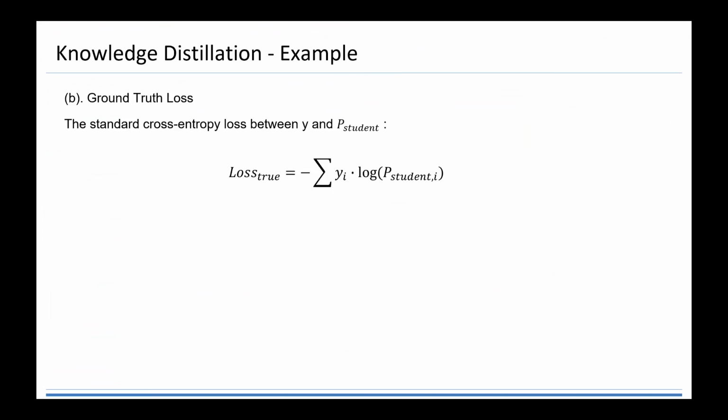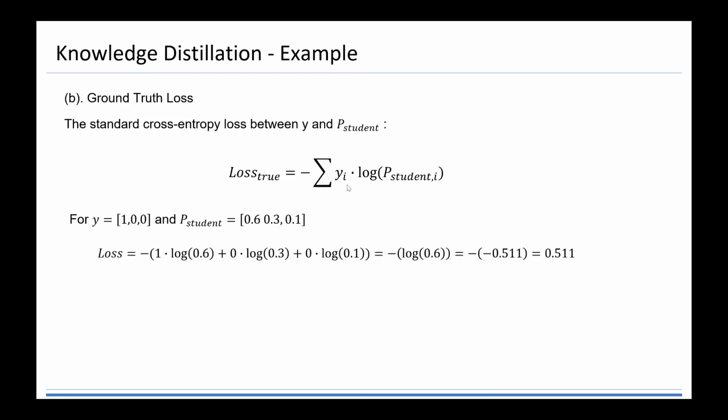And next, we want to check the loss between the ground truth and the student. The ground truth is the actual values, and we want to get the output from the student and then calculate the loss. We can use the standard cross entropy, which you already know from the previous example.